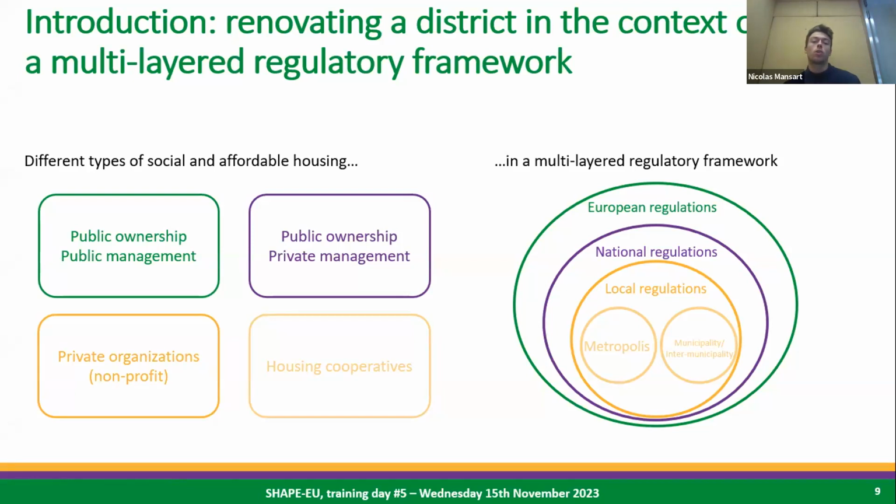And also, you can find regulations specific to metropolises, for example, the Greater Paris area, and very specific local municipality or intermunicipality level. So we will see that this multi-level regulatory framework can be a source of barriers for district renovations, and we will try to see how it works just after.